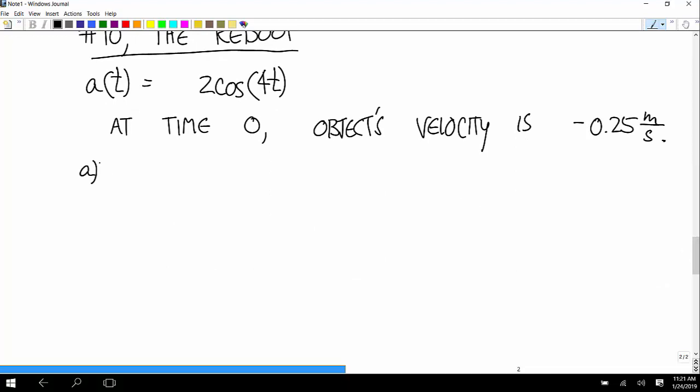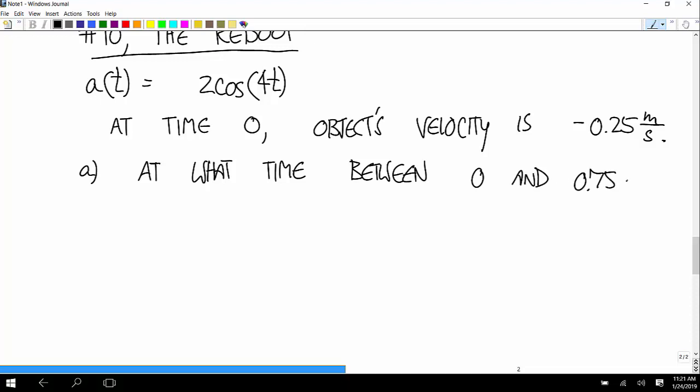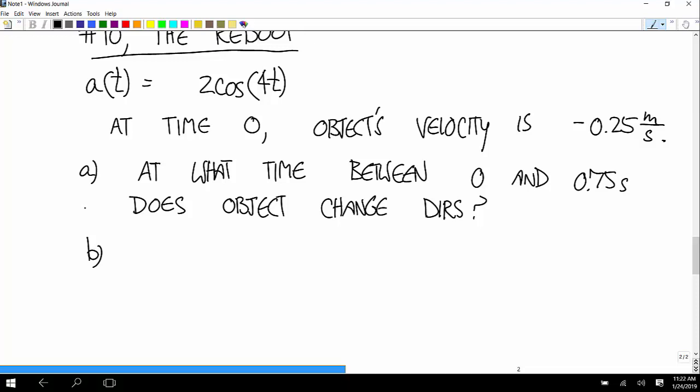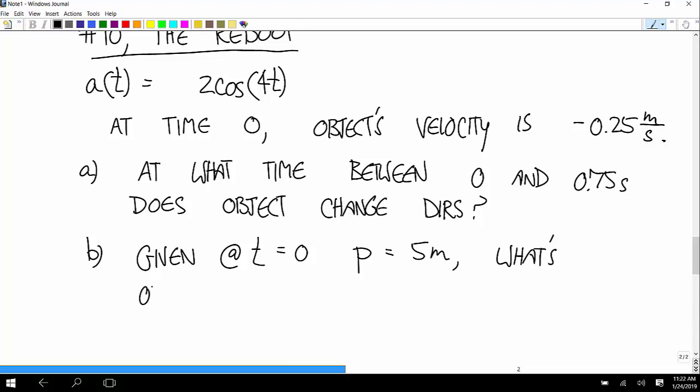So first we want to know at what time between 0 and 0.75 seconds does the object change directions. And second, so again, given that at time equals 0, the position is equal to 5 meters, what's the object's position when it changes directions?